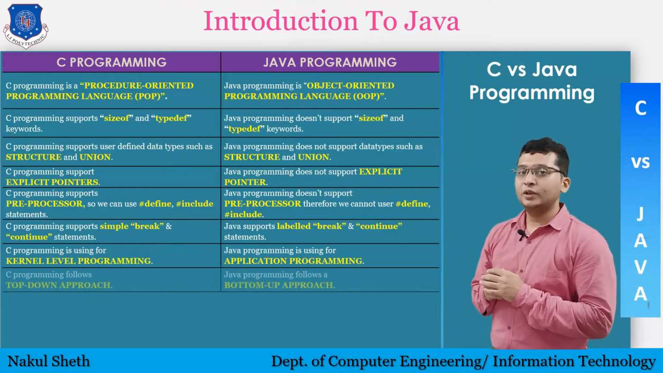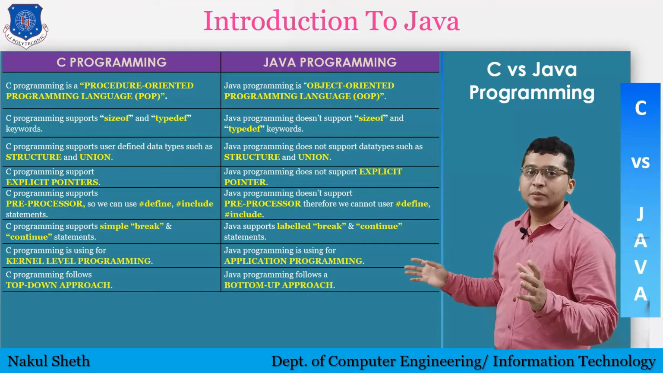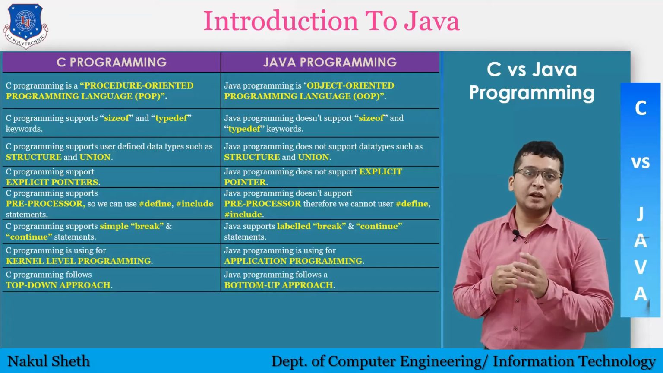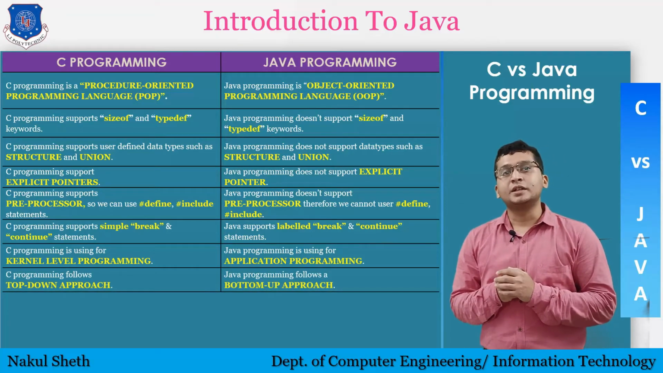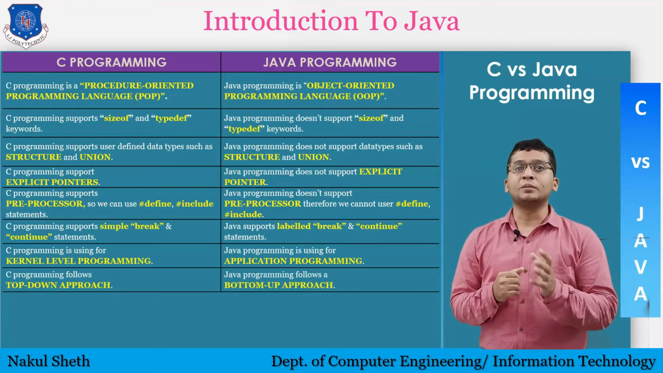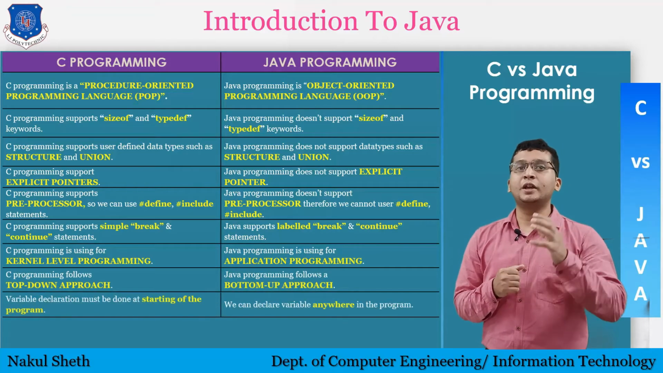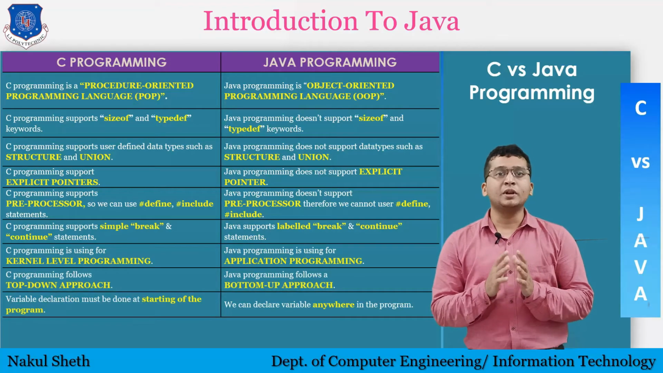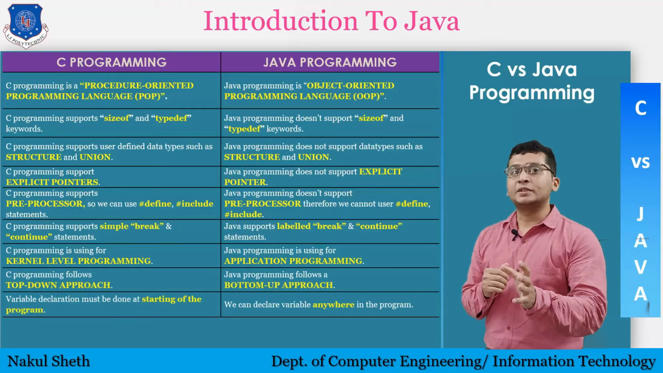So now we are moving to our next difference, that is C programming follows a top-down approach because it is a procedure-oriented programming language, but Java is an object-oriented programming language, so we can say Java follows a bottom-up approach to execute its program. In C programming, we can declare our variables at the beginning of our block, but in Java we can declare variables anywhere in the program. So this is all about C versus Java.